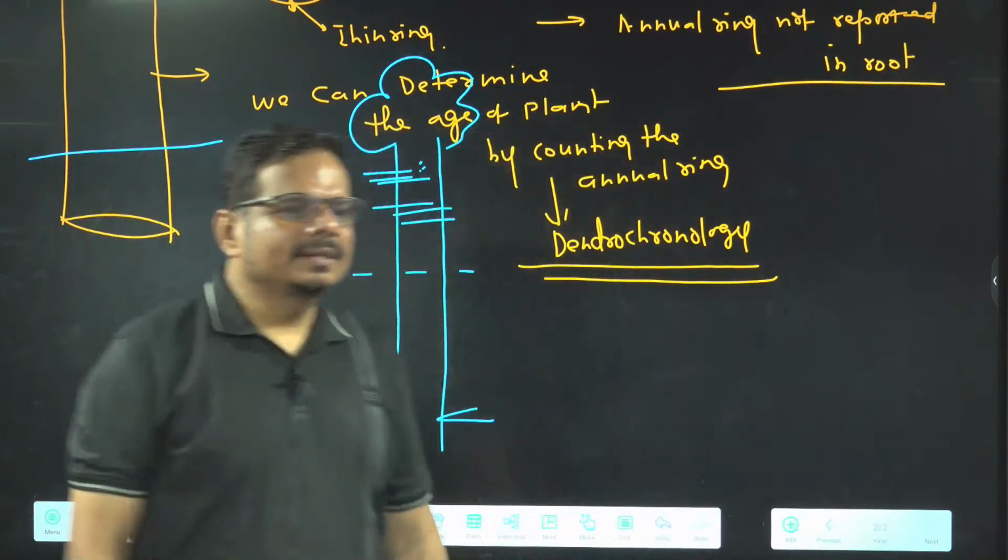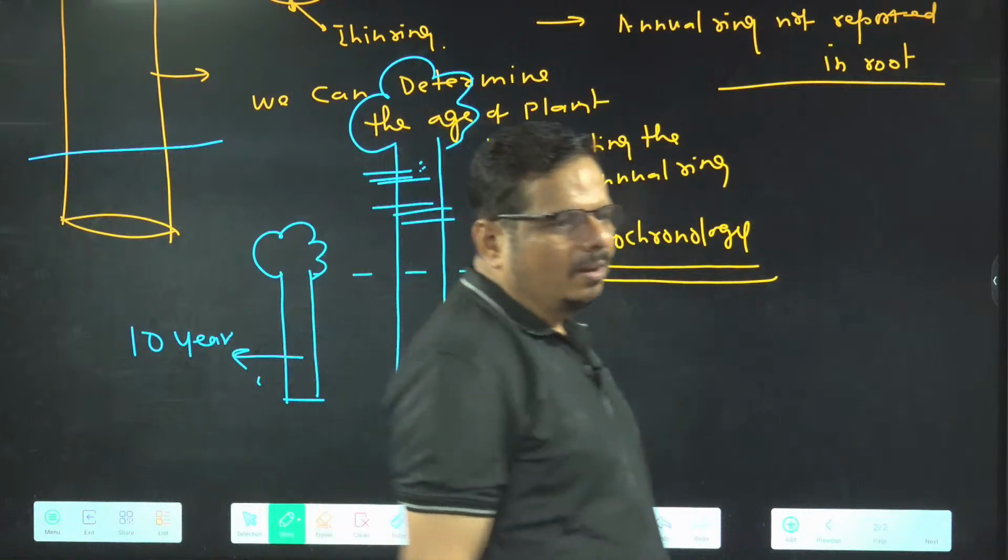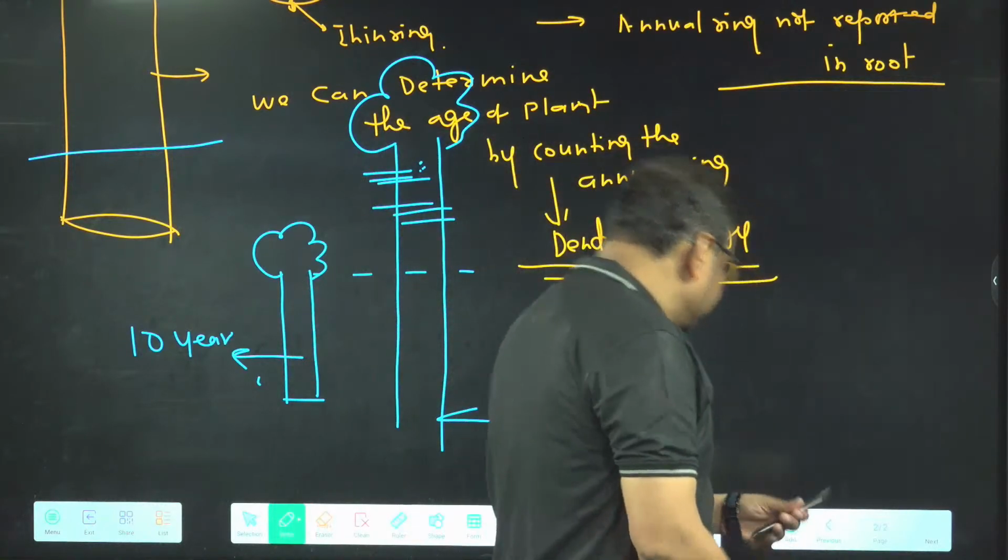So annual rings are over. Now we are going to deal with heartwood and sapwood. Look, annual rings and heartwood and sapwood, questions are going to be asked from here. You have also seen this here. It is important from the question point of view, so just focus on this particular topic.